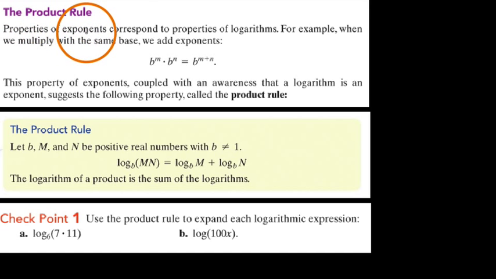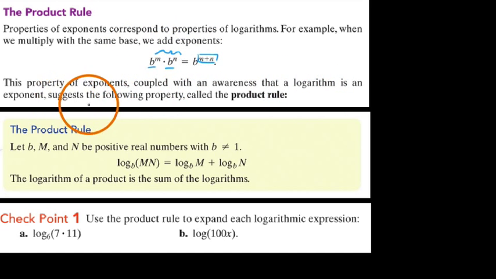It says the properties of exponents correspond to properties of logarithms. For example, when we multiply with the same base, we add exponents. So the idea here is this: when you multiply two things with the same bases, we just add the exponents. Intuitively, we could say that is the property of exponents, coupled with an awareness that a logarithm is an exponent. So here's the deal: logarithms are exponents.